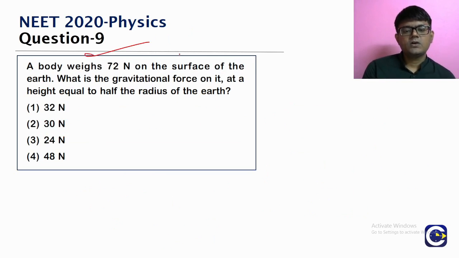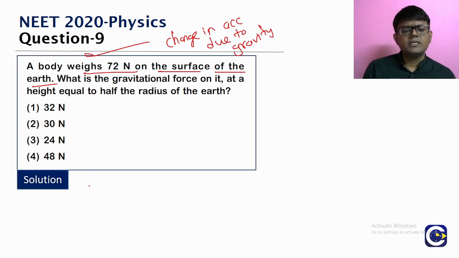Next, this is a question on the change in the acceleration due to gravity. A body weighs 72 newtons on the surface of the earth. What is the weight of any body having a mass m? If g0 is the acceleration due to gravity on the surface of the earth, then what will be the weight of the body on the planet earth?